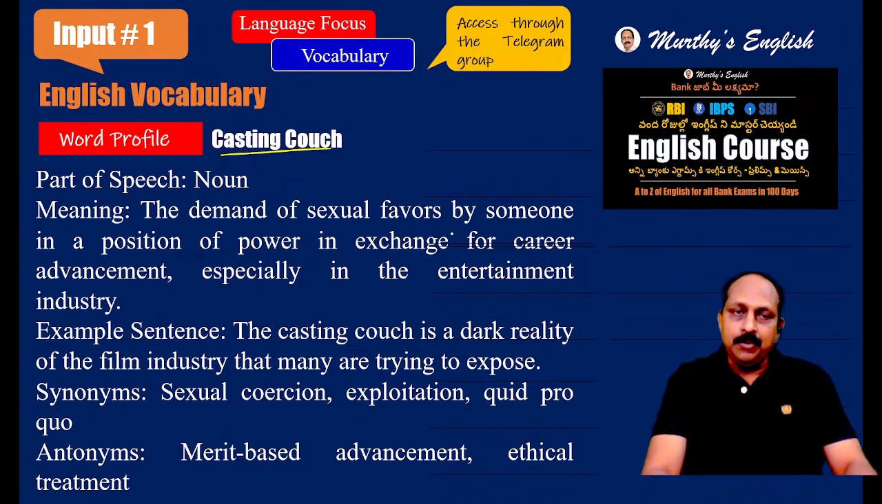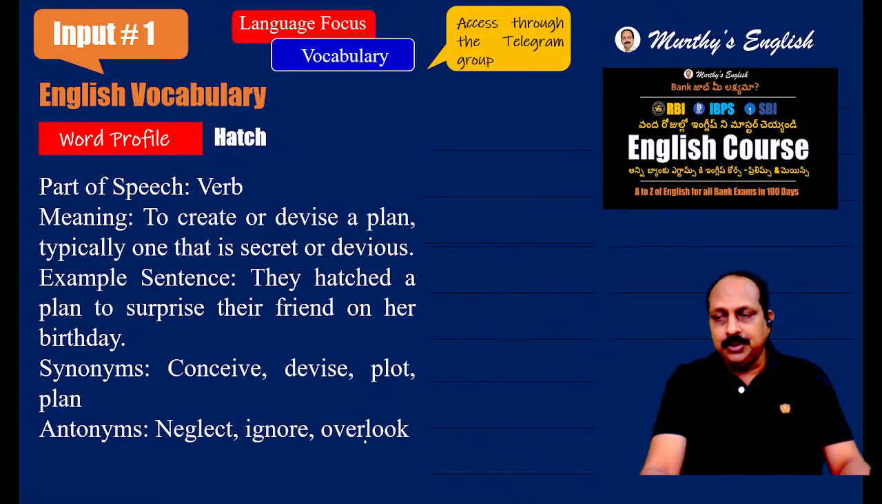The demand of sexual favors by someone in a position of power in exchange for career advancement, especially in the entertainment industry. It does not happen in other industries to the extent it happens in the film industry. So it goes in a way with the film industry. The casting couch is a dark reality of the film industry that many are trying to expose. Of late, many actresses are trying to expose this particular problem, and it is in the limelight. Sexual coercion, coerce means to force, exploitation, quid pro quo. This is also a very important expression, foreign expression you have to remember. What is the opposite? Merit based advancement, ethical treatment, or talent based, you can also say.